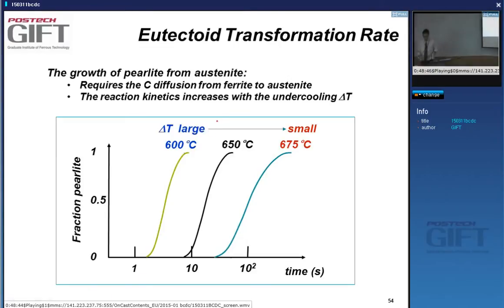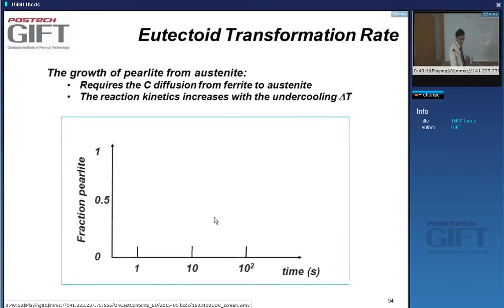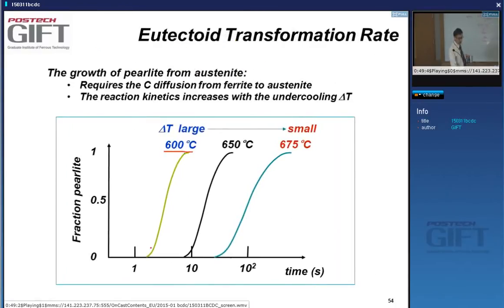Okay. So if you do this, right, what you find is, let me go back here, when this undercooling, this is the delta T, yes? When this undercooling is large, you get this green line, right? Transformation. If I reduce the undercooling, instead of doing transformation at 600 degrees C, I do it at 650, the transformation is slower. In other words, it takes more time to get the transformation to finish. If I do it at 675, the undercooling is even less. Transformation is slower again. Yeah? Okay.